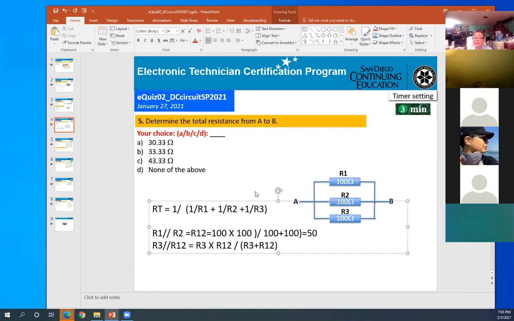So which one is the answer? A, B, C, D? B. B is the boy. Right, that means they said that answer here. Correct.